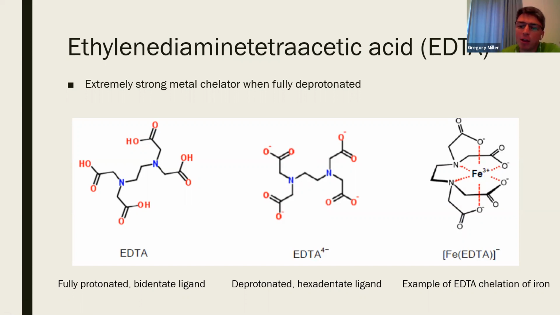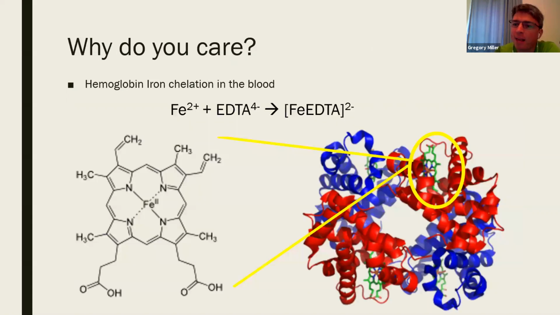And so EDTA is a very good chelator, which will go in and find metal ions in your solution and wrap them up and basically pull them out of solution so that they can't interact with anything else. And that's the titration we're doing. But I said chelation chemistry matters in the human body. A lot of you guys are also nurses, so why do you care about chelation chemistry?